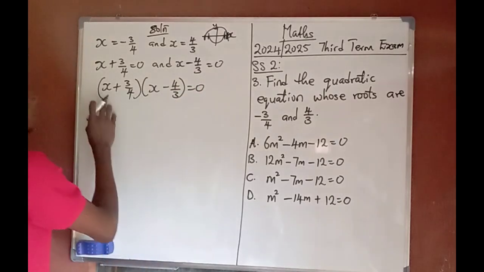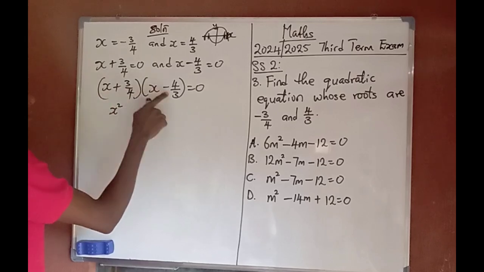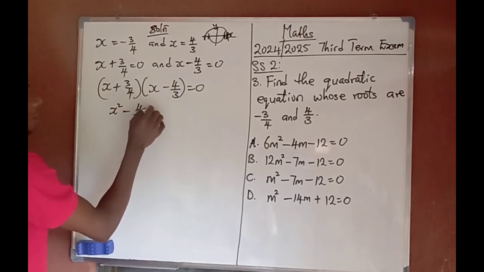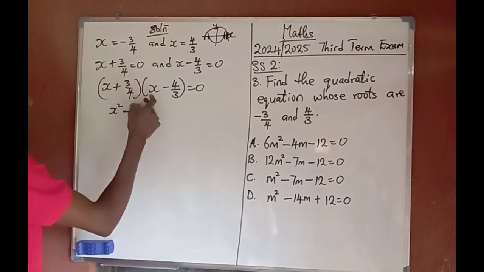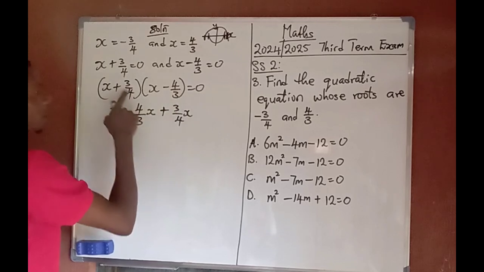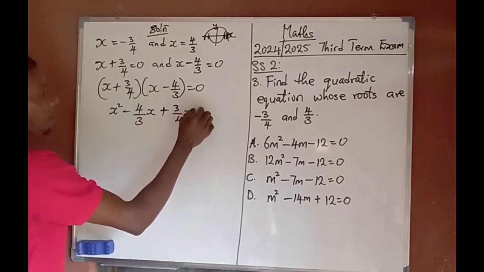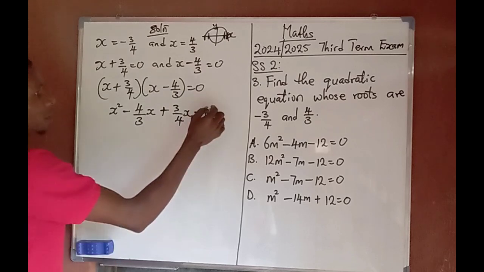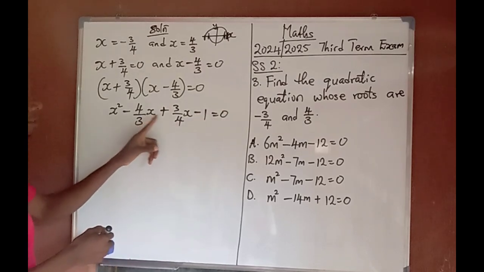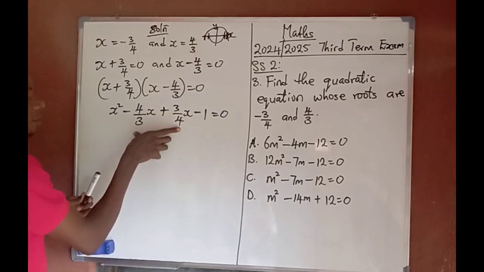So we can multiply out. x times x will give us x squared, while x times negative 4 over 3 will give us minus 4 over 3x. Then 3 over 4 times x will give us positive 3 over 4x. Then plus 3 over 4 times negative 4 over 3 will give us minus 1. Okay? This equals 0. So we can collect like terms. Here we have x, here we have x. This is constant, this is order of 2. So this and this are the same.